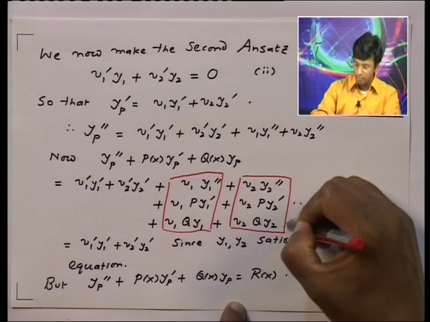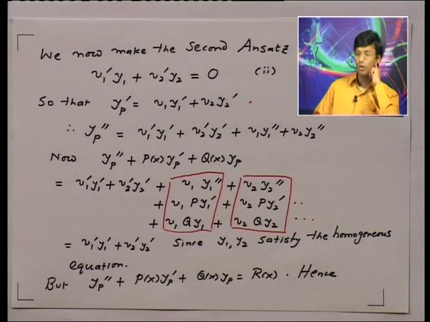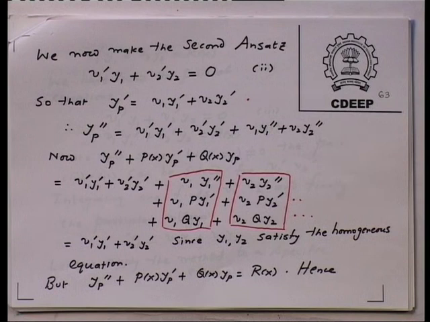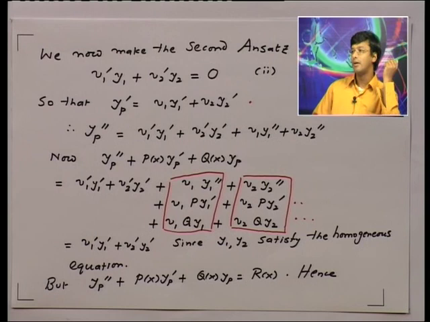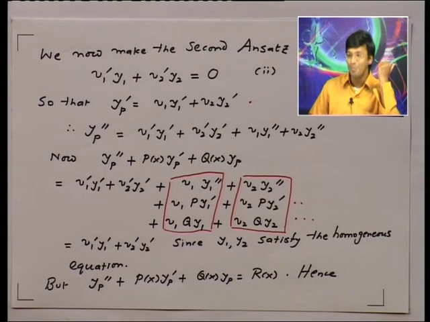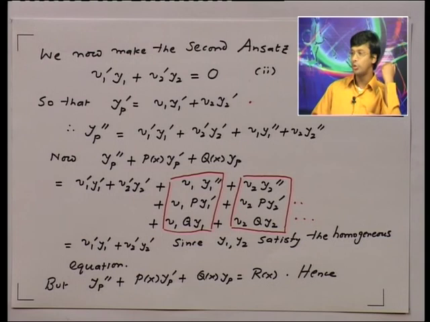So those two columns are gone, and you are getting YP double prime plus P(x) YP prime plus Q(x) YP equals V1 prime Y1 prime plus V2 prime Y2 prime. But what is the left hand side? It is R(x), because YP is a solution of the inhomogeneous equation. Correct? So, what are we left with now? V1 prime Y1 prime plus V2 prime Y2 prime equal to R(x).